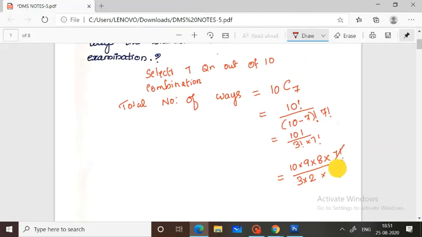So 7 factorial cancels. This 2 and this 10 get cancelled. Therefore you will get the answer to be 120 ways. Next one, the next part. So this is the first part of the question.